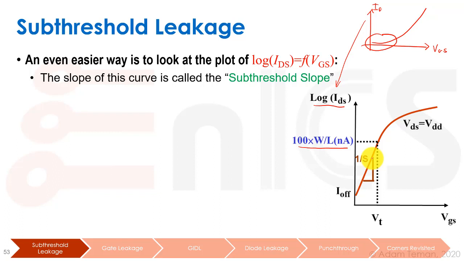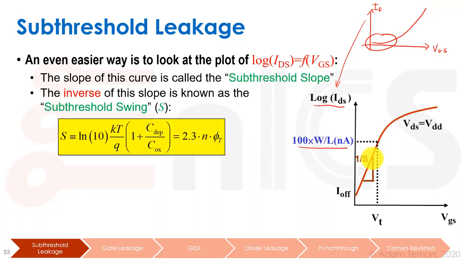Okay, we don't like to talk about the 1 over S. We like to talk about the inverse of it, which we call the subthreshold swing. So S is known as the subthreshold swing. And S is defined as ln(10) times kT over q, which is VT, times (1 plus C_dep over C_ox), which is N, or if we take this constant, it's going to be 2.3 times N times VT.